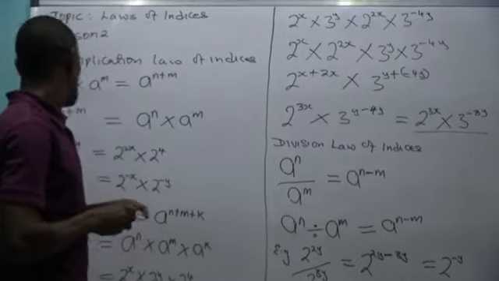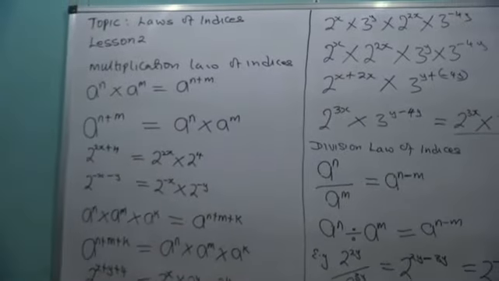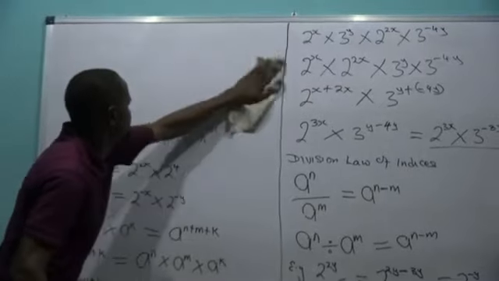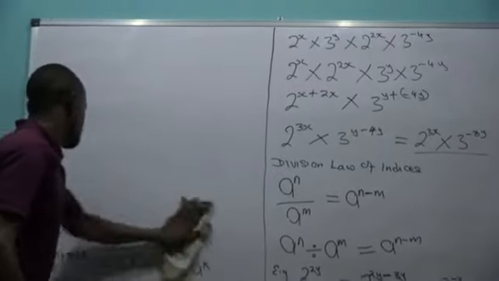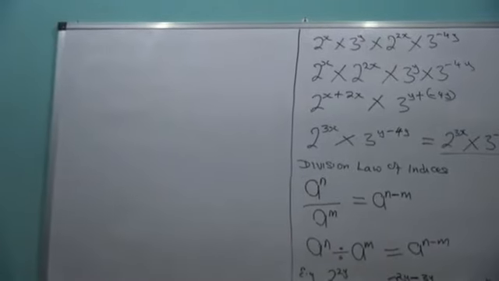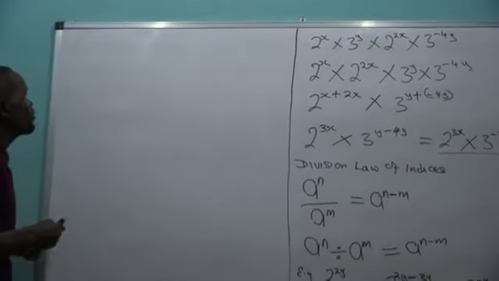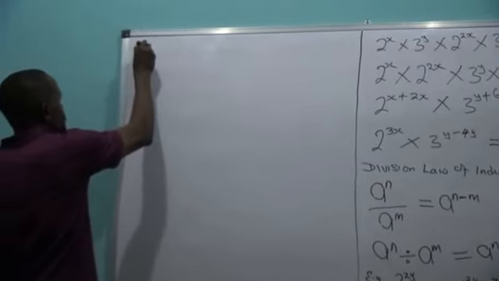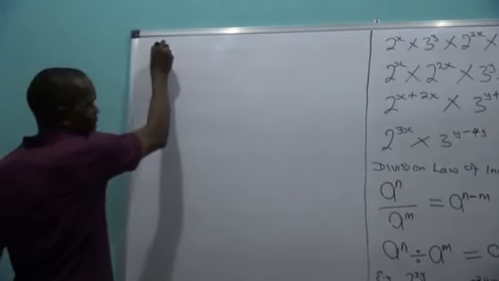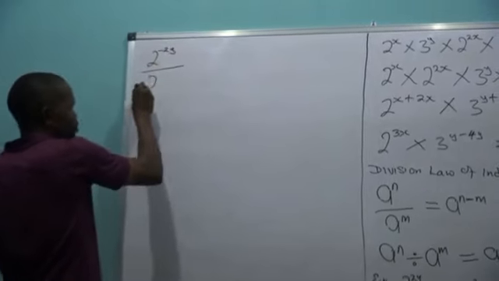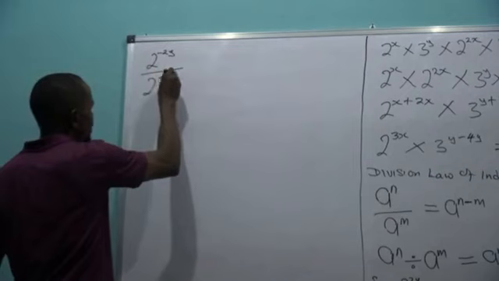Then let us continue with more examples, by clearing this, since we have done this. Let us do more examples. For example, I have 2 raised to power minus 2y divided by 2 raised to power minus 3y.